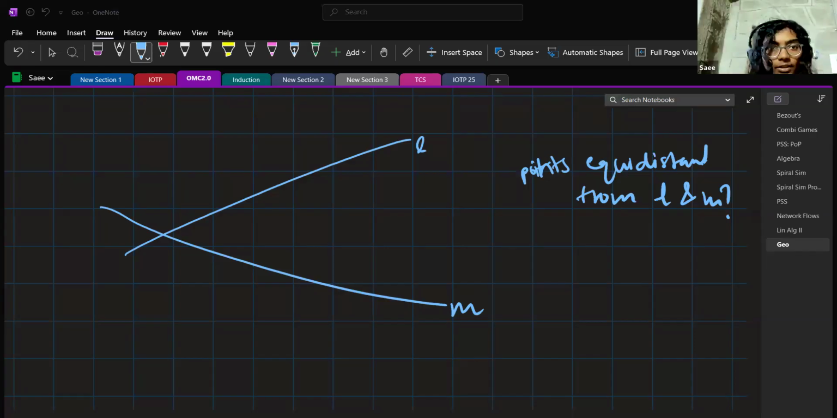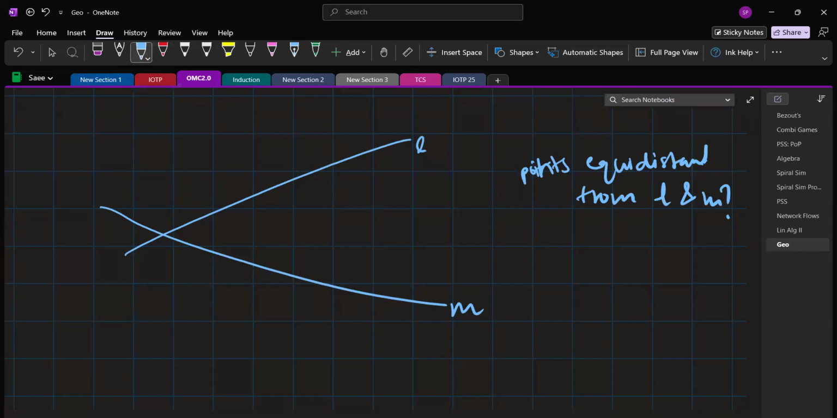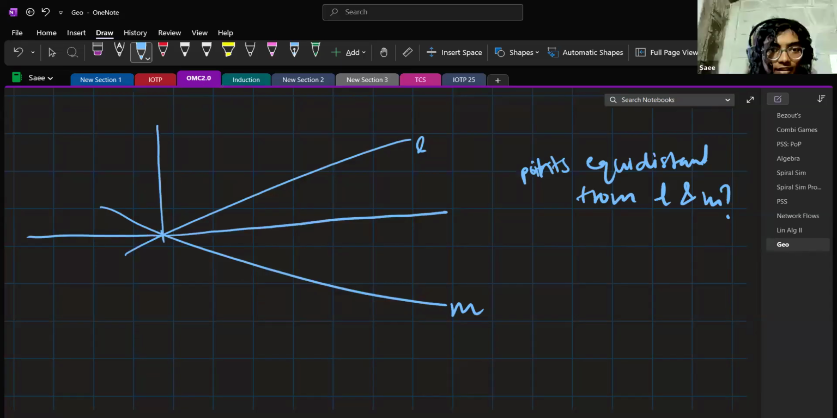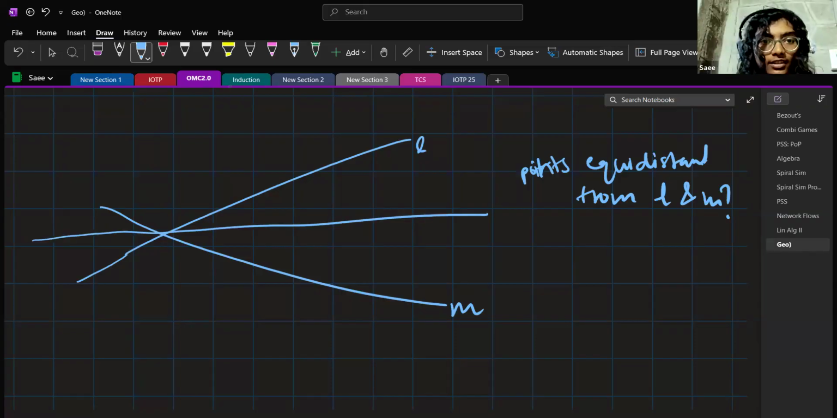Do people know what this angle is? Yeah, the angle bisector. There will be two angle bisectors. Both of them make the locus. Yes, exactly. So there are going to be two angle bisectors, one is going to be this one and one is going to be this one.